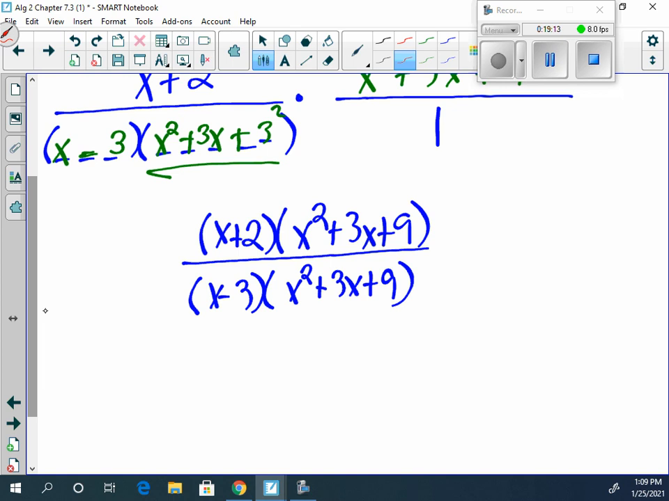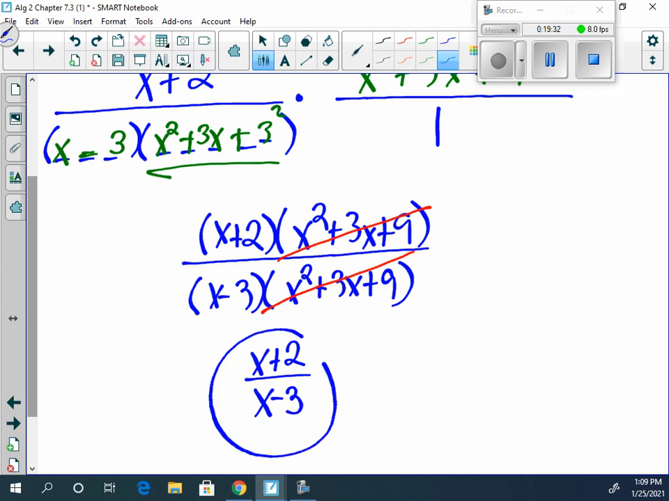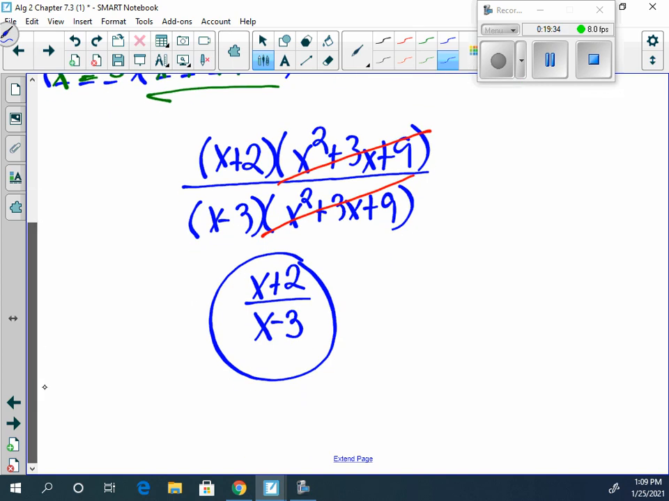Any questions on this here? So what's in common on top and bottom? X squared plus 3x plus 9, yes? And what does that leave us with? X plus 2 over x minus 3. So that's the only thing left in common.